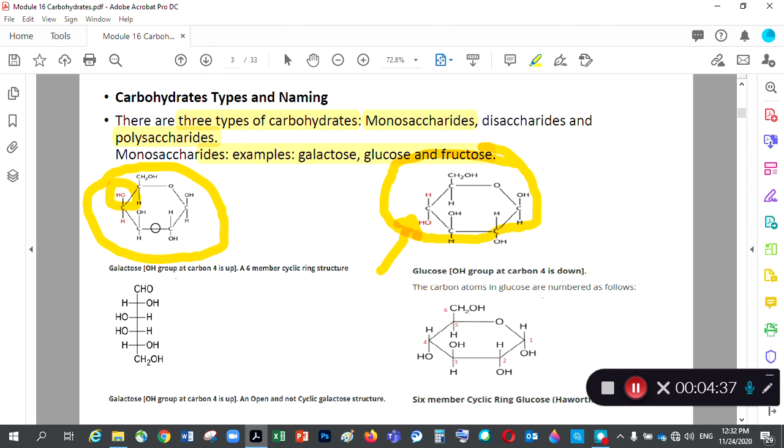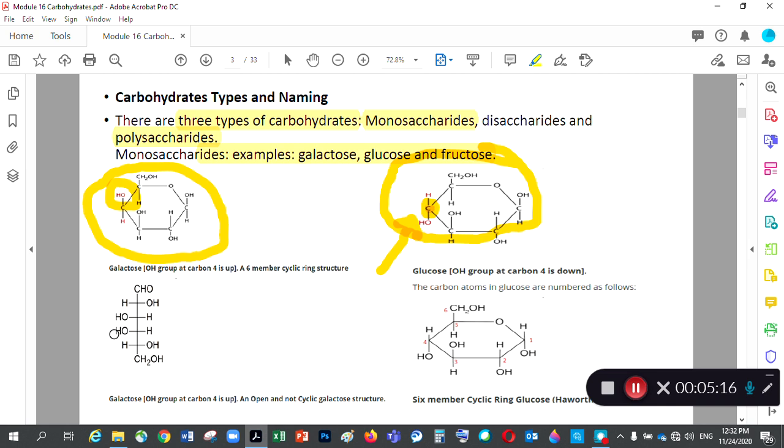In galactose, at carbon 4, the OH is up. In glucose, at carbon number 4, the OH is down. So if the OH is down at carbon 4, we call this one glucose. If the OH is up, we call it galactose. So you can see the difference between galactose and glucose: only carbon 4 carrying the OH. If the OH is down, that's glucose. If the OH is up, that's galactose.